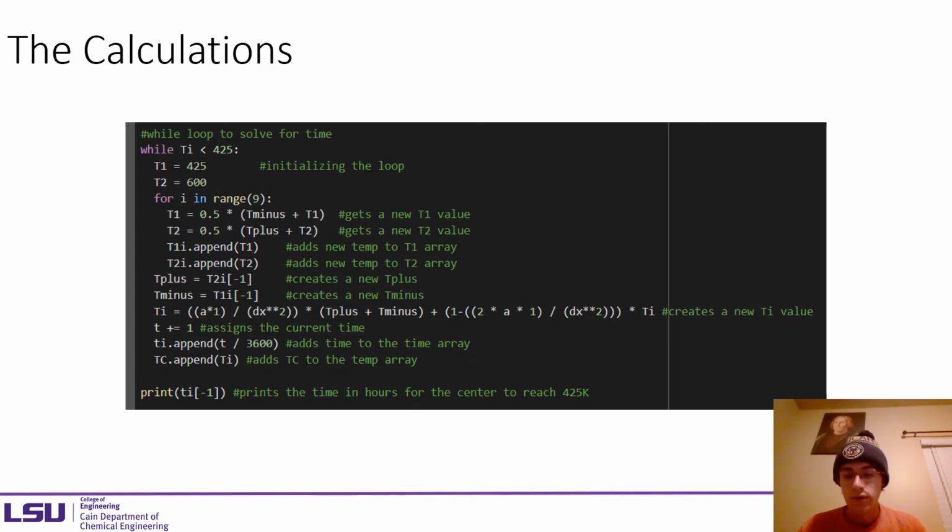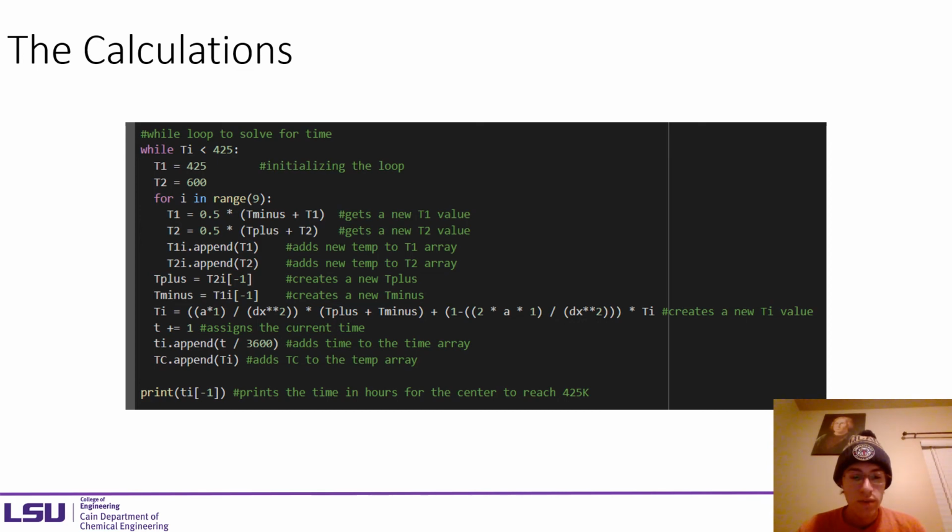This is my while loop that I used to solve for the time needed for the center of the wall to reach 425 degrees Kelvin. In this we can see that we initialize the loop by setting T1 and T2 equal to the initial values, and then we run the loop in the range of 10, so we run 10 times. Then this T1 is going to get us a new T1 value, and likewise for T2 using our T plus and minus. Then these T1i, T2i appends are going to add this new temperature to our temperature array.